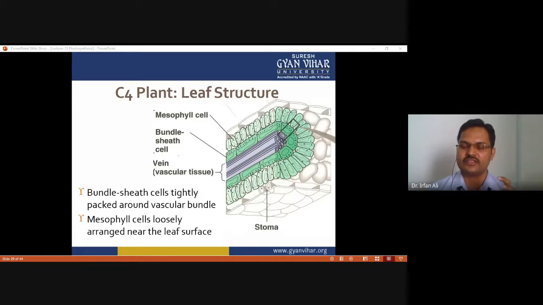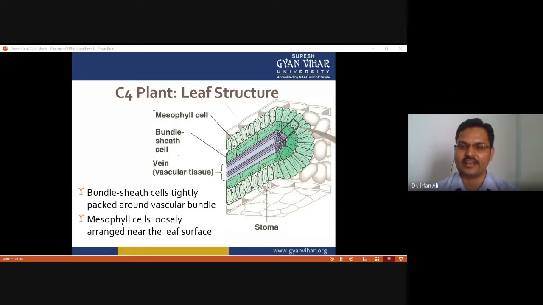Now photosynthesis is carried out in separate chambers. You have to see how this is carried out. Bundle sheath cells are tightly packed around the vascular bundle, and mesophyll cells are loosely arranged near the leaf surface.